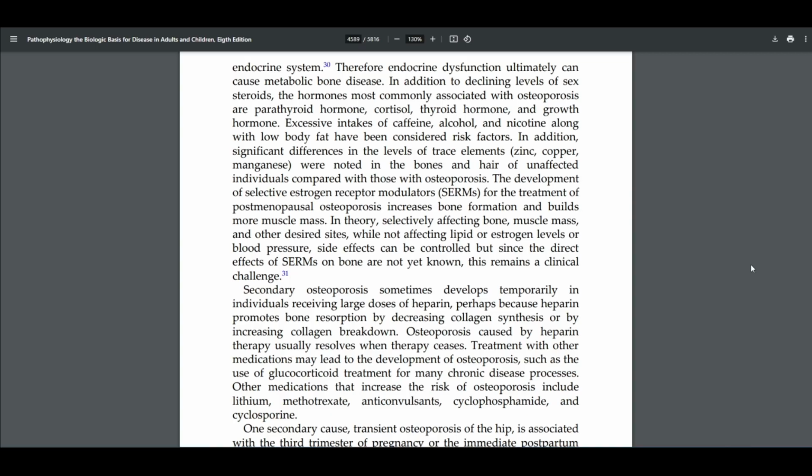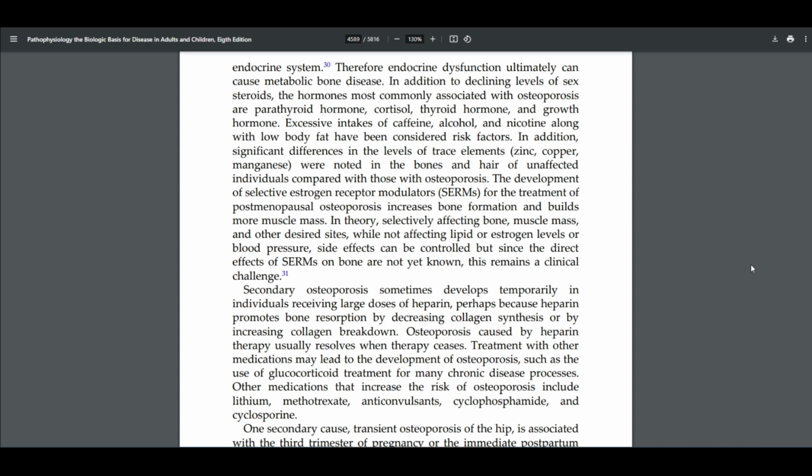Excessive intakes of caffeine, alcohol, and nicotine, along with low body fat, have been considered risk factors. In addition, significant differences in the levels of trace elements were noted in the bones and hair of unaffected individuals compared with those with osteoporosis.